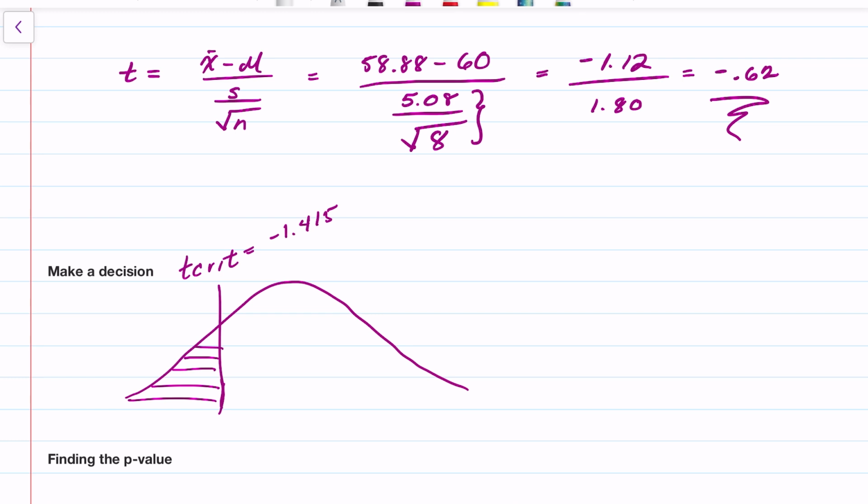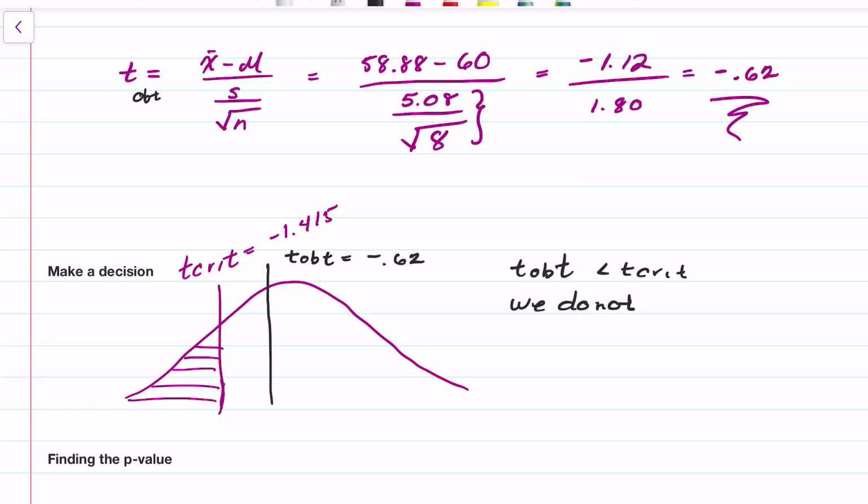My test statistic, or t-obtain, I forgot to label it here, t-obtain. My t-obtain would be very close to the mean, close to 0. So t-obtain is going to be negative 0.62. And it's not in the rejection region because it's not in the shaded area. So when the t-obtain is less than the t-crit, we do not reject the null hypothesis.